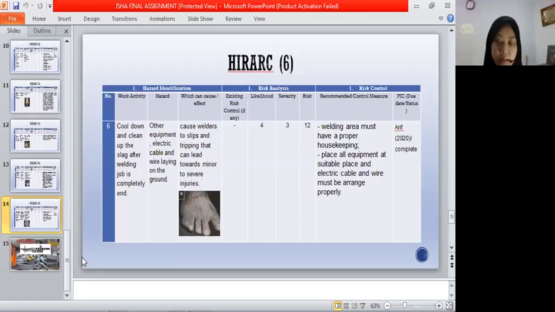Place all equipment at a suitable place, and electric cable and wire must be arranged properly. They must have a fire blanket so that the fire splash does not go out of the workplace area. So, done.